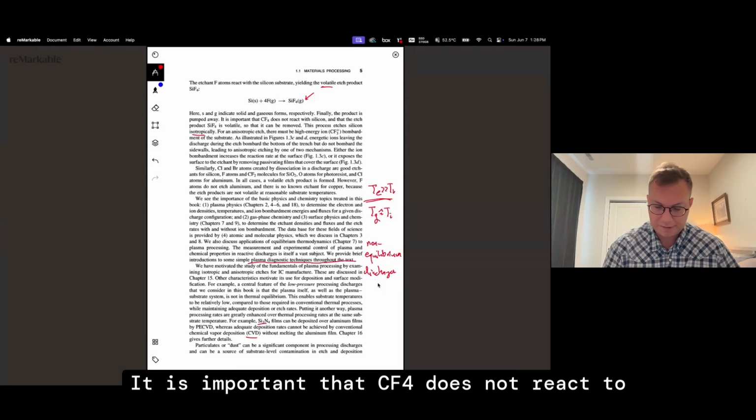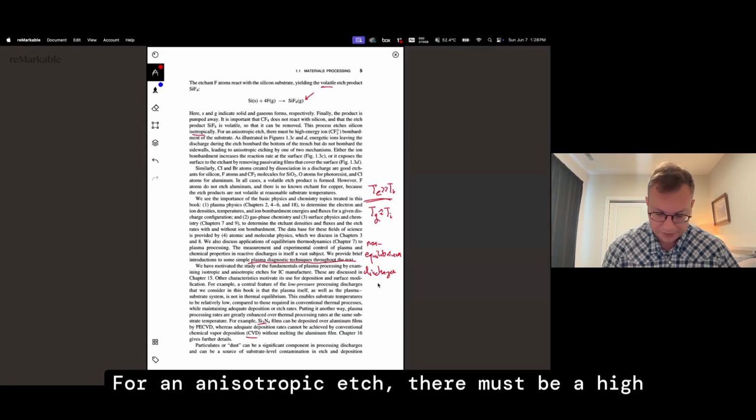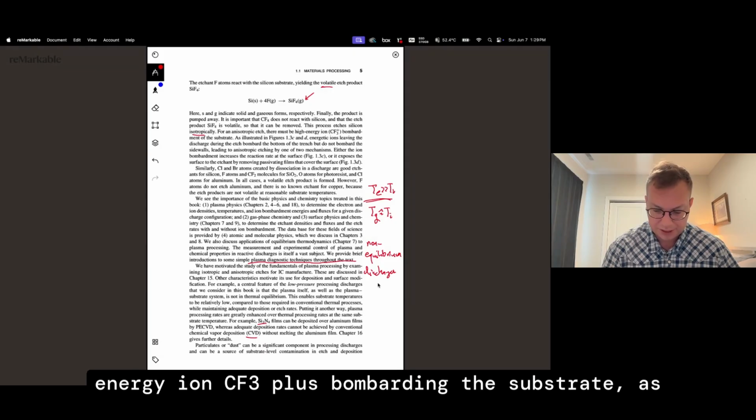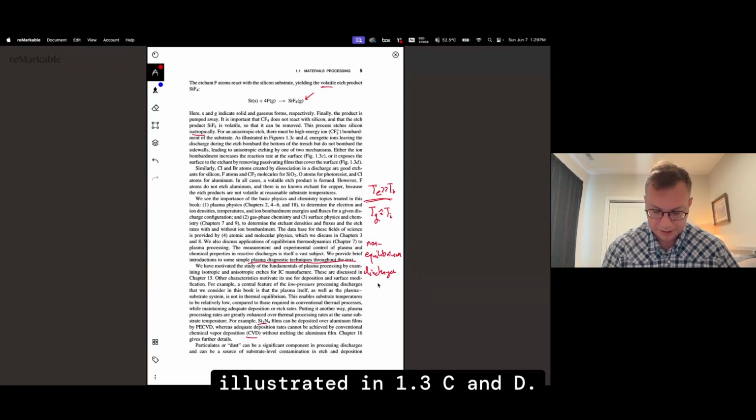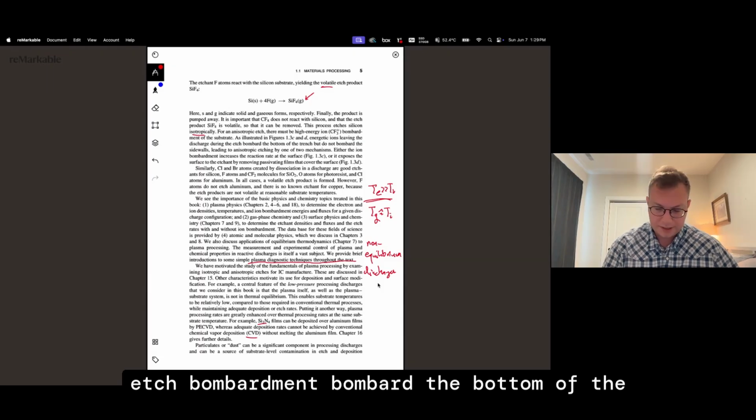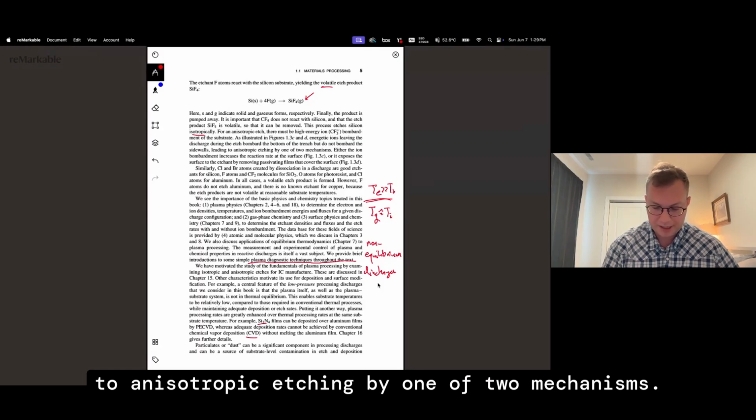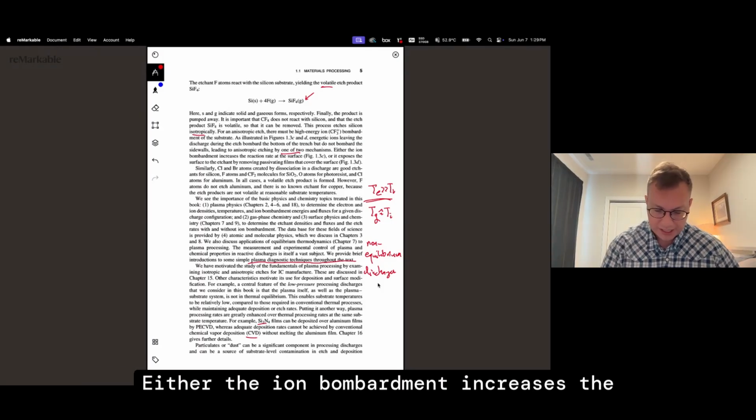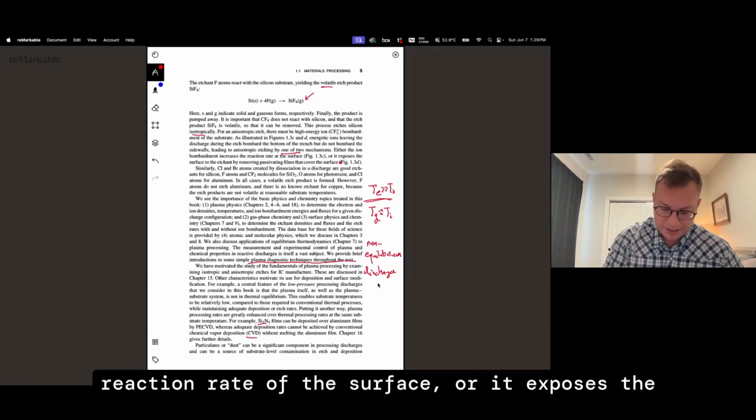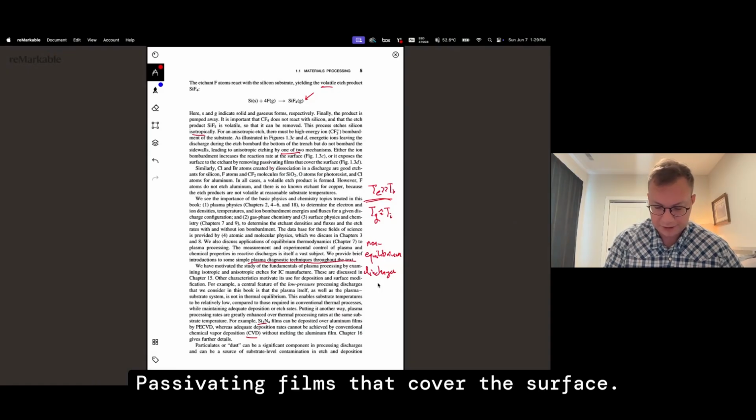It is important that CF4 does not react with silicon and that the etch product SiF4 is volatile so that it can be removed. The process etches silicon isotropically. For an anisotropic etch, there must be a high-energy ion CF3+ bombarding the substrate, as illustrated in 1.3c and d. Energetic ions leaving the discharge bombard the bottom of the trench but do not bombard the sidewalls, leading to anisotropic etching by one of 2 mechanisms. Either the ion bombardment increases the reaction rate of the surface, or it exposes the surface to the etchant by removing passivating films that cover the surface.